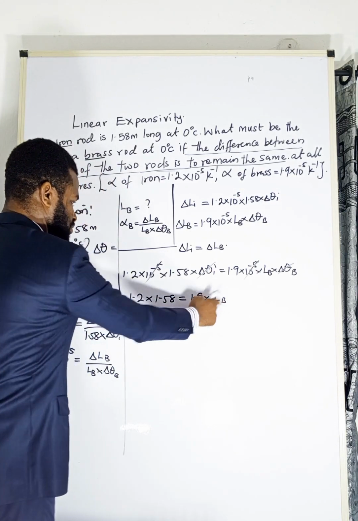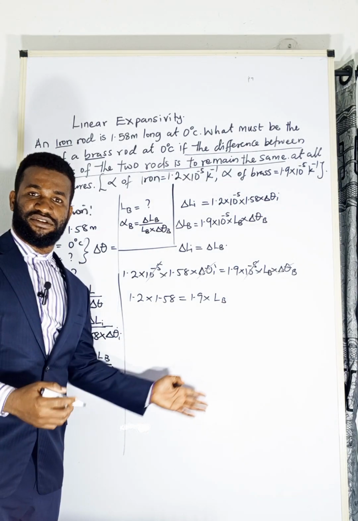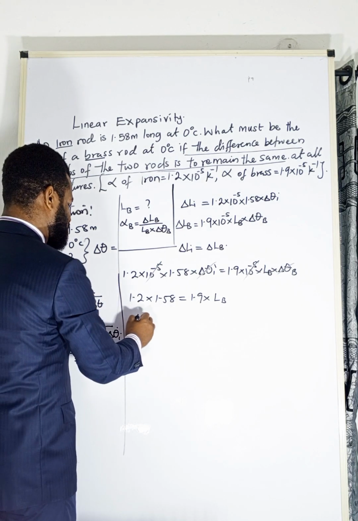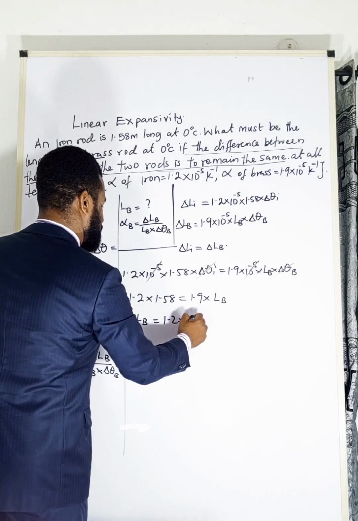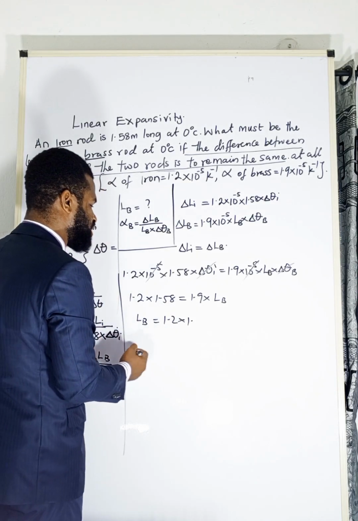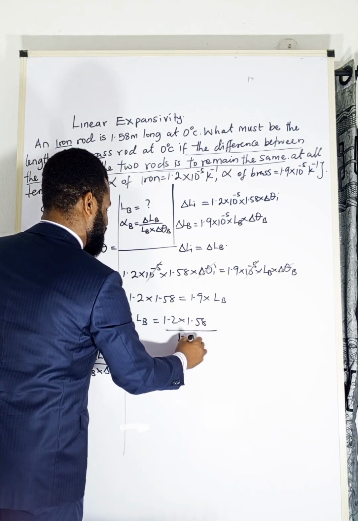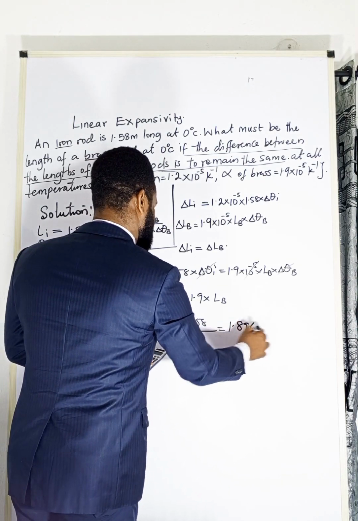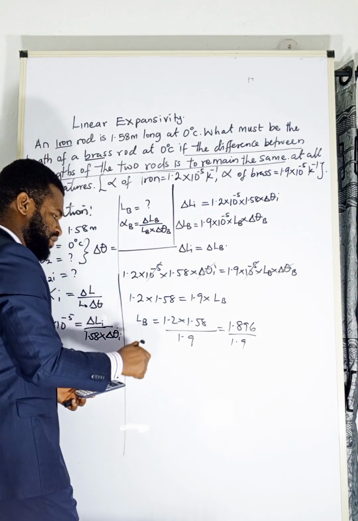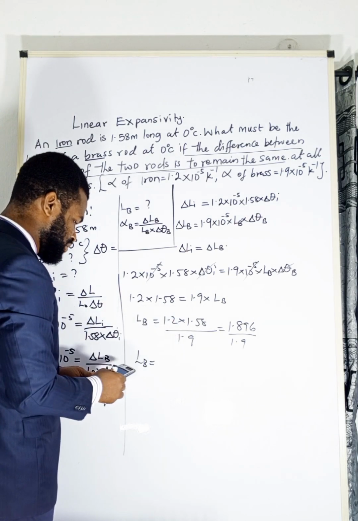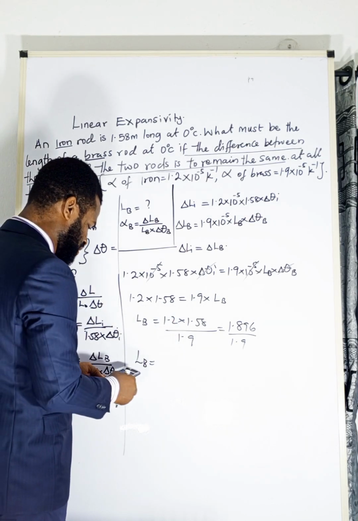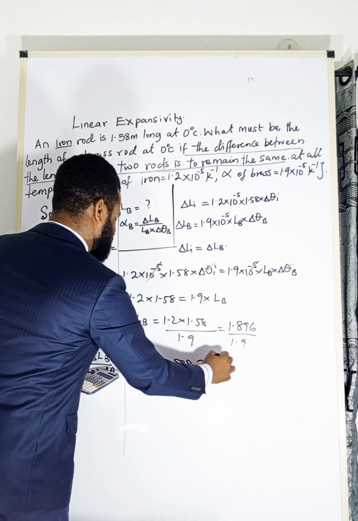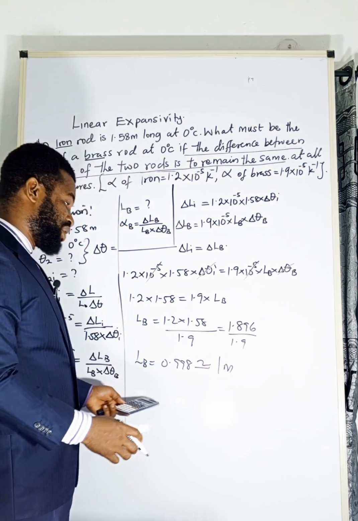So what is LB? This LB is representing the original length of brass before the heating. Yes, before the heating. Therefore, LB is equal to 1.2 times 1.58 all over 1.9. And the answer is 1.896 all over 1.9. So if you check very well, the length of brass is approximately 1, because this divided by 1.9 is going to give me 0.998, which is approximately 1 meter. So that is the length of the brass at that point.